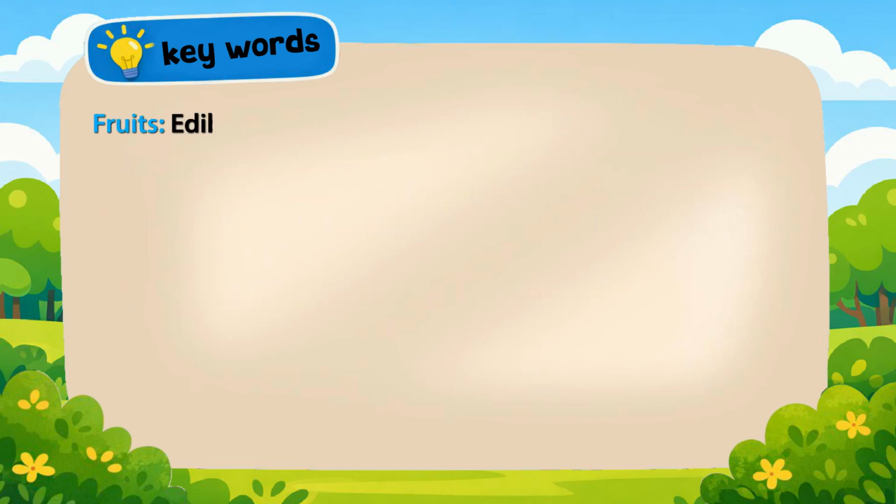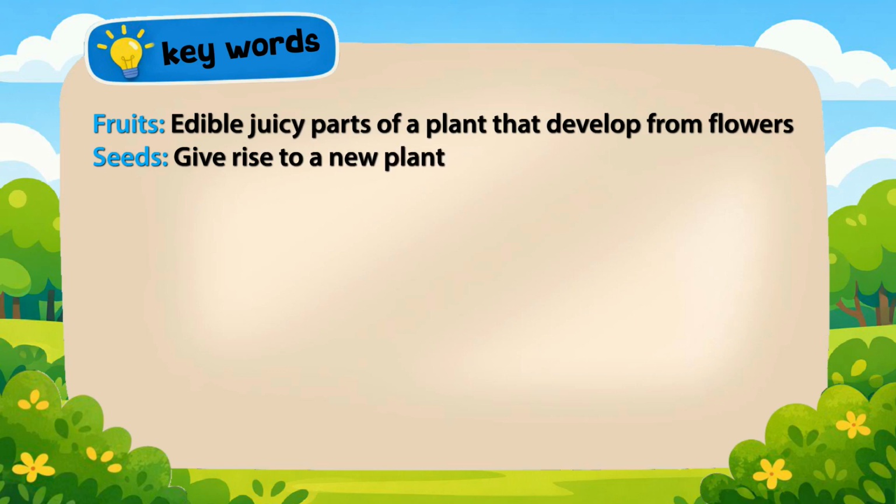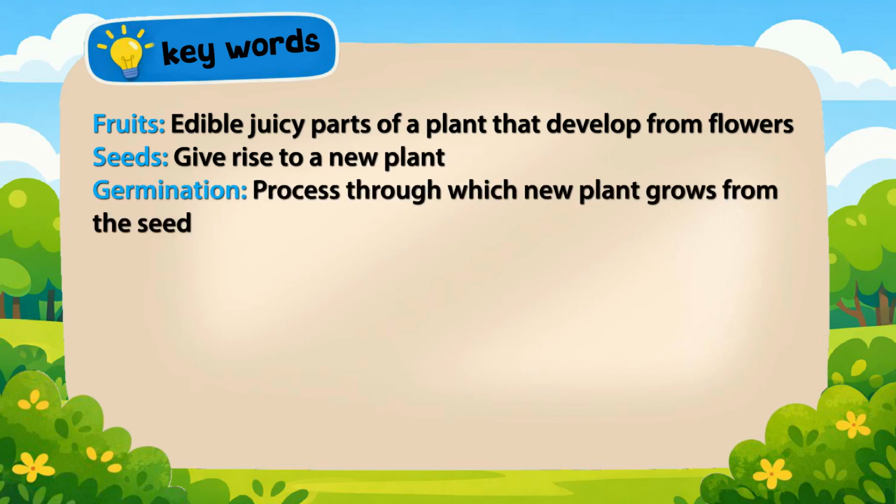Fruits. Edible juicy parts of a plant that develop from flowers. Seeds give rise to a new plant. Germination, process through which new plant grows from the seed.